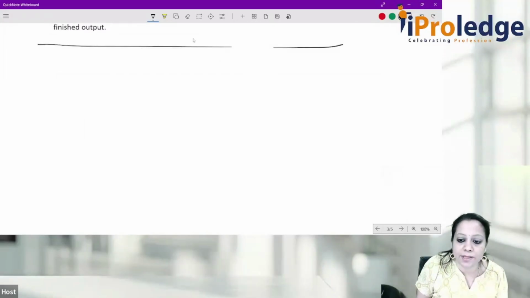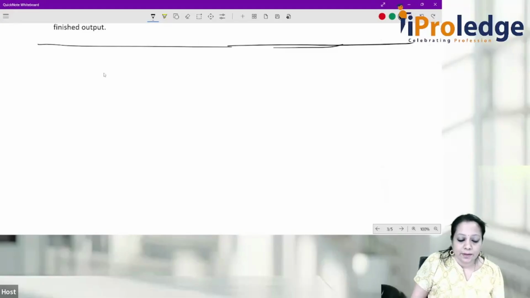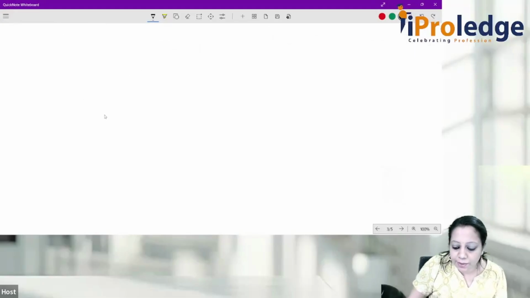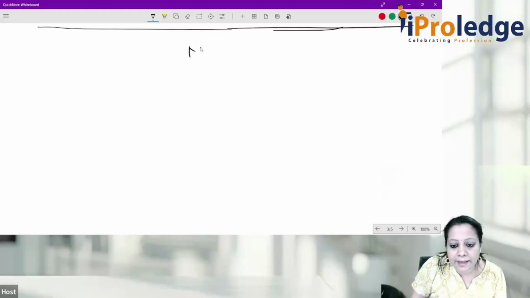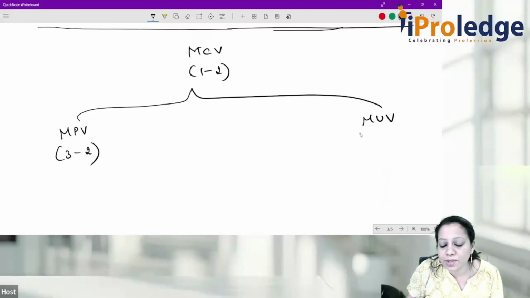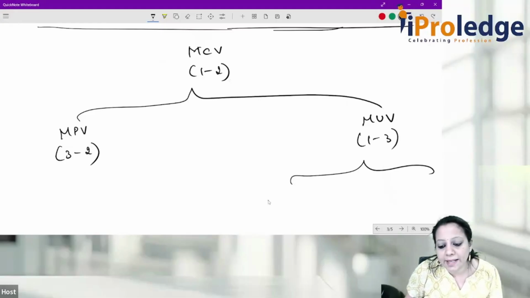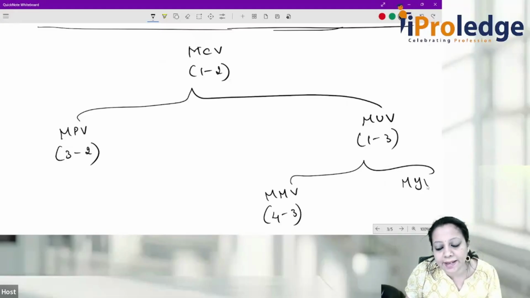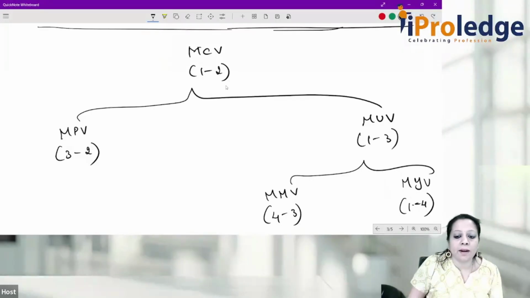Now we will proceed to the first one. We all know material cost variance, that is 1 minus 2, is divided into material price variance, that is 3 minus 2. Material usage variance is 1 minus 3. Material mix variance is 4 minus 3. Material yield variance is 1 minus 4. Now, how to remember? 1 minus 2, 1 minus 3, 1 minus 4 in increasing order. Then you take a reverse here, 4 minus 3, 3 minus 2. Like that, you can remember.